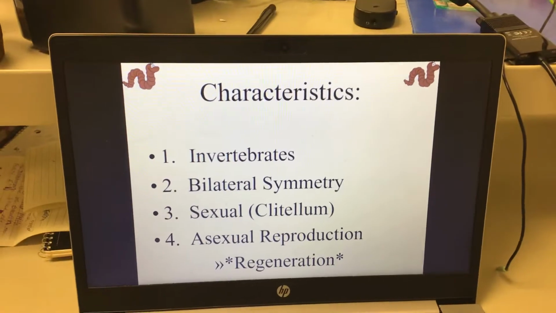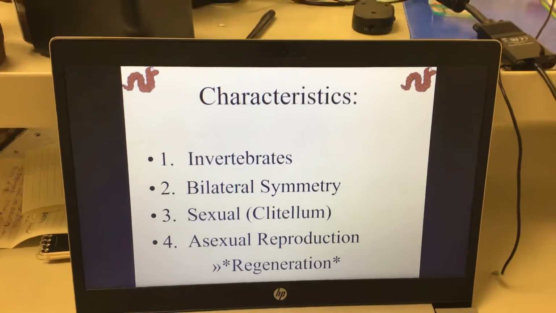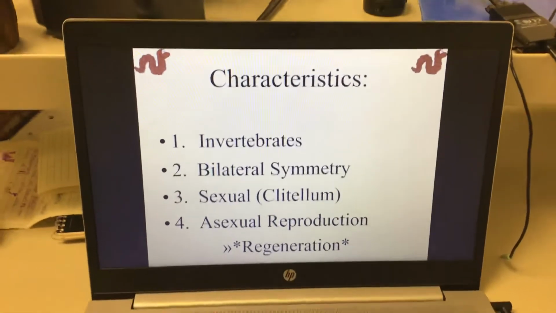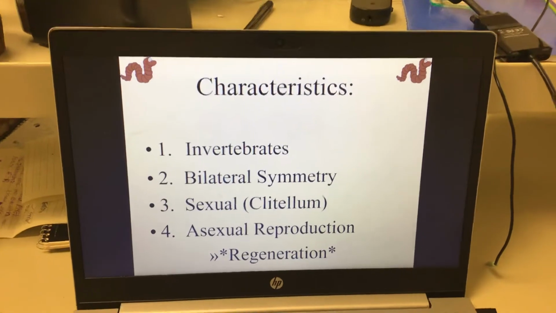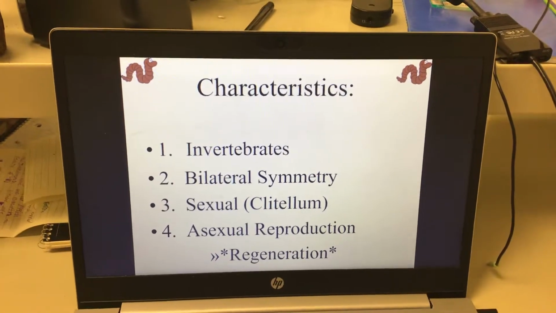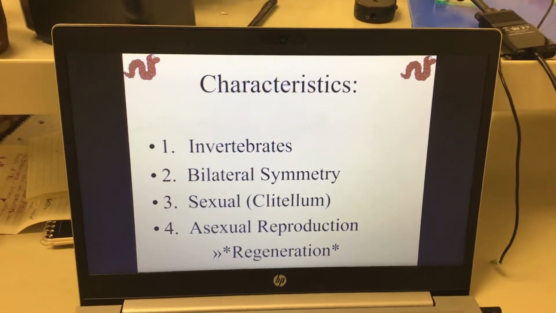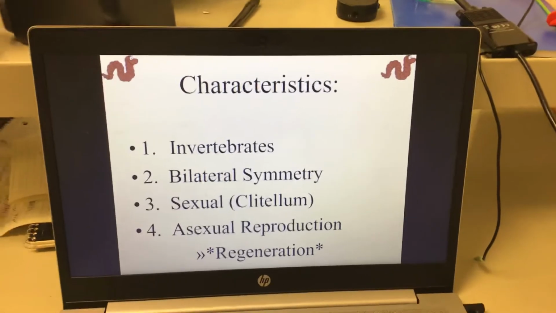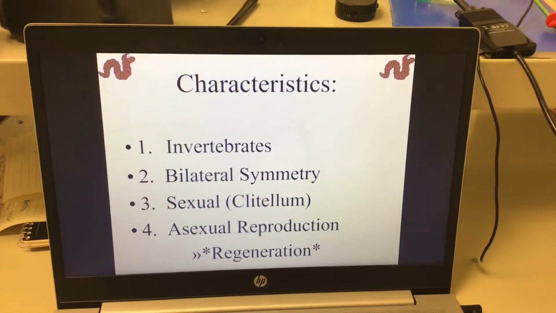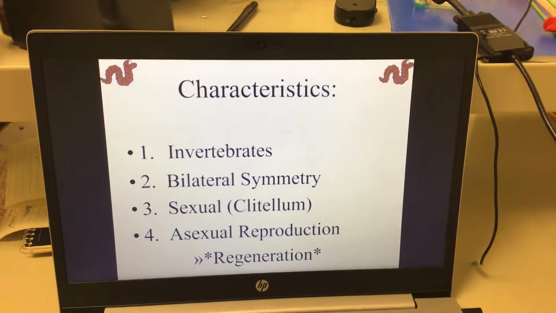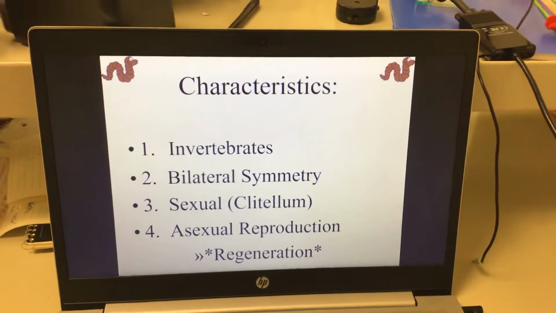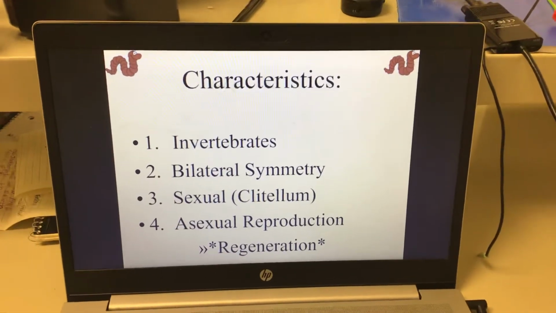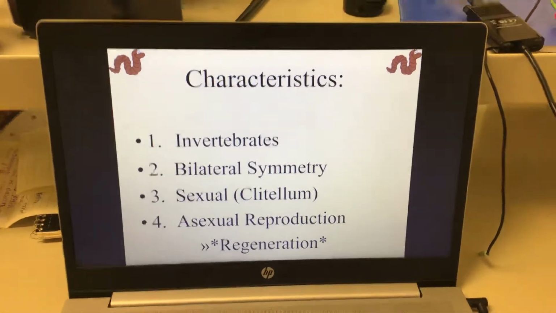Characteristics. They are invertebrates, no backbone, shouldn't be a surprise. They have bilateral symmetry, which means you can only cut them or fold them right down the middle. They do sexual reproduction. If you remember from our dissection, that clitellum, that band-aid looking thing, is actually their sexual organ, or it houses their sexual organs. There are a few that can do asexual reproduction, like regeneration, but most of them do sexual. And many worm species are hermaphroditic, which means they have boy and girl parts.